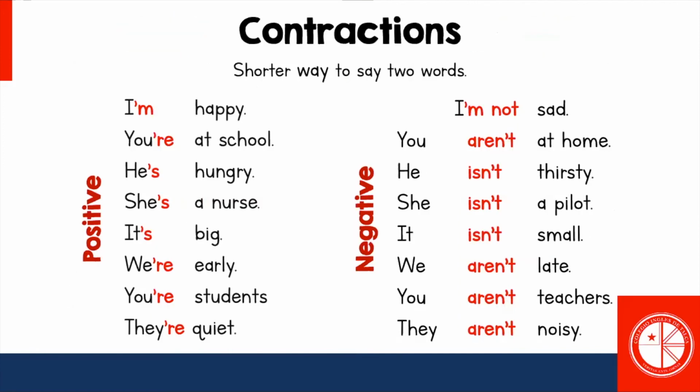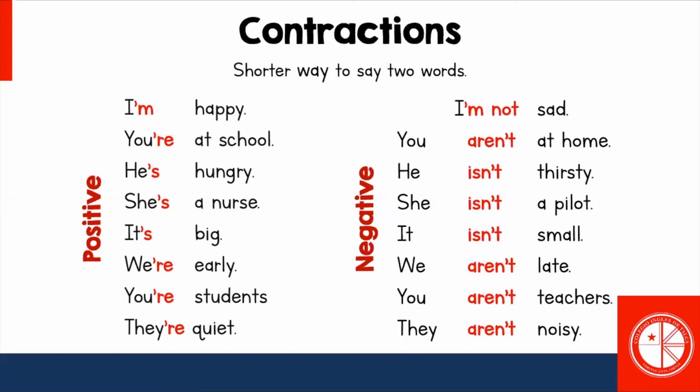You know that we can use contractions when we use the verb to be. We also have positive and negative form. So instead of saying I am happy, I can say I'm happy. You are at school. He's hungry. She's a nurse. It's big. We are early. You are students. They are quiet.